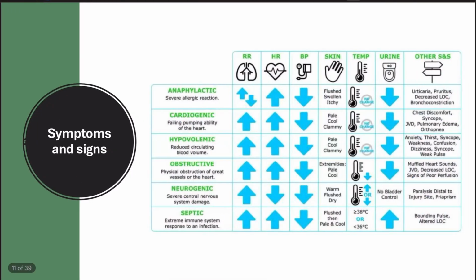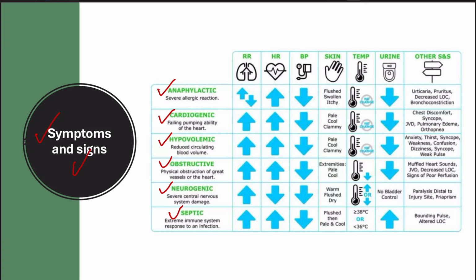Now let's discuss the symptoms and signs of different types of shock. As you can see here, I have classified the shock under the following headings. We have anaphylactic shock, cardiogenic shock, hypovolemic shock, obstructive shock, neurogenic shock, and septic shock. Anaphylactic shock, neurogenic shock, and septic shock all come under the distributive type of shock. Then we have obstructive shock, hypovolemic shock, and cardiogenic shock.